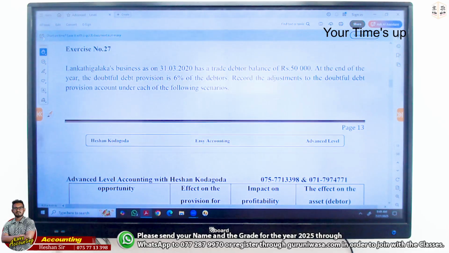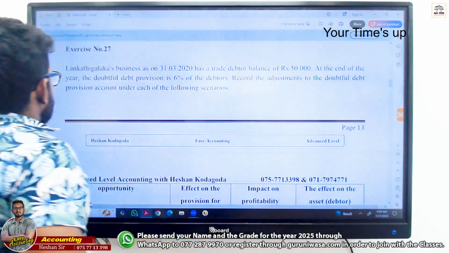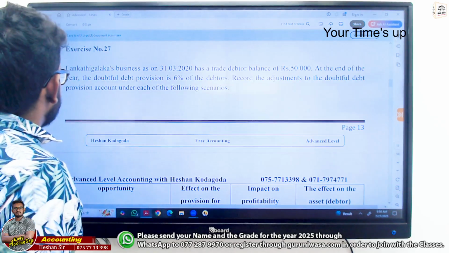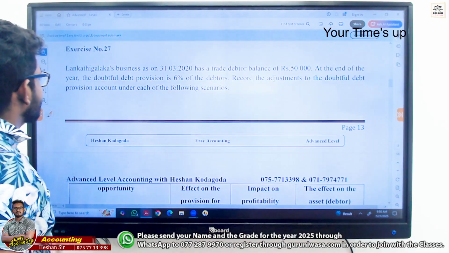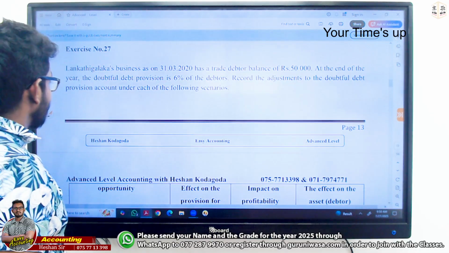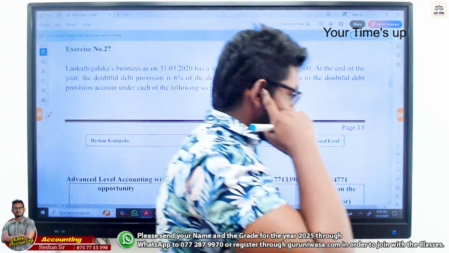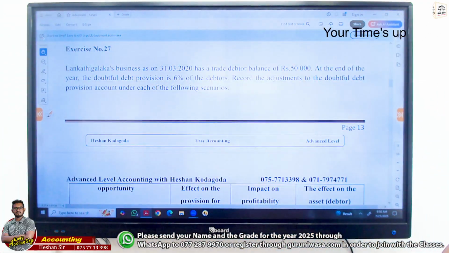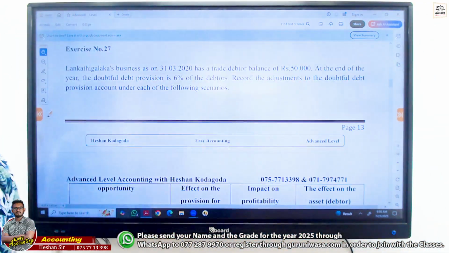Right. Shall we start? Right. Lanka Tilaka, I don't know what the name is, right? Okay, right. So let's see, let's take it as Lanka Tilaka's business, right?